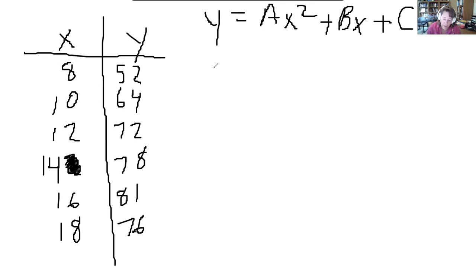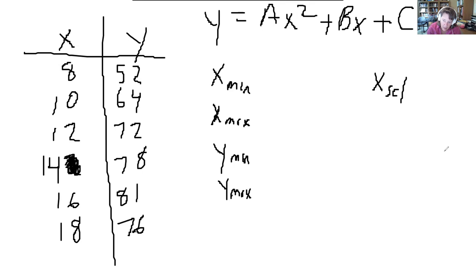We need to set our window so we know what screen we're looking at. We've got a minimum x value, a maximum x value, a minimum y value, a maximum y value, and then we're going to have x scale, which is the spacing between the little tick lines, and a y scale.